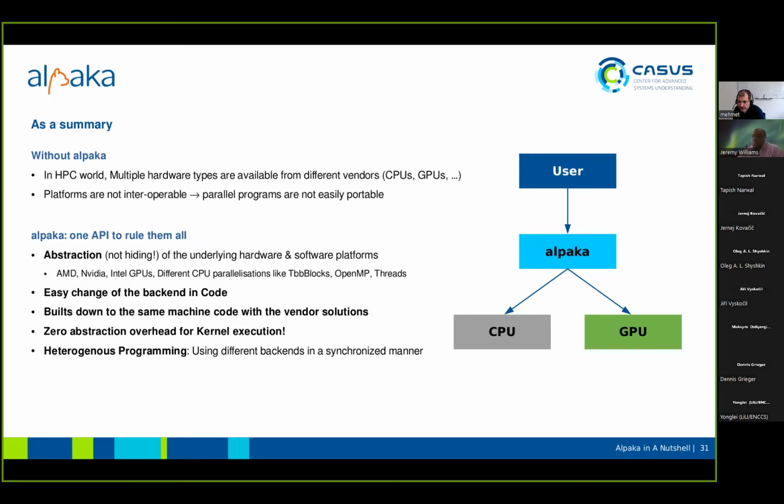Alpaka code uses vendor APIs directly, and produces the same code that a vendor API would generate. Alpaka doesn't emulate anything. Alpaka users can use vendor profilers and debuggers for their Alpaka code. Therefore, Alpaka provides zero abstraction overhead. There is no overhead, actually.